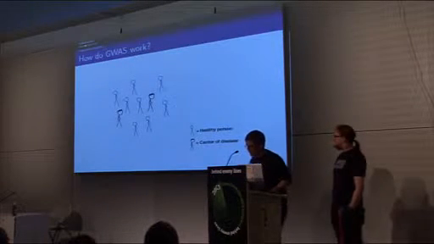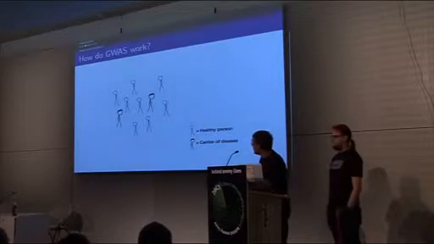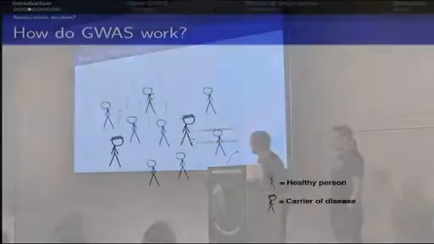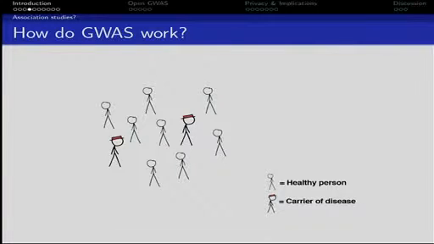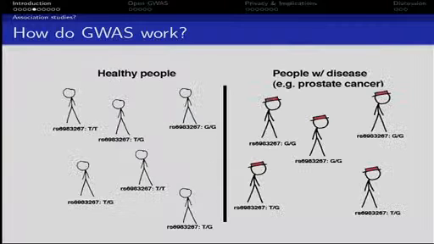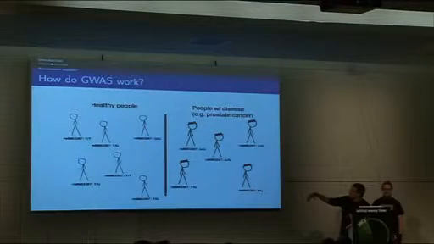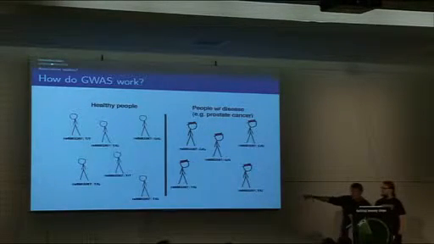And genome-wide association studies work by basically taking a whole population and then grouping it in two groups. Here we have a healthy person and, with a nice head, a carrier of a disease. In this example, let's say it's prostate cancer. So if we split them up, we have the healthy people on the left and the prostate cancer people on the right. And then we check certain SNPs, and the SNPs have unique names, always starting with RS and then some number. And because we are diploids, we have two nucleotides at that position. So to the left, you see TT, TG, GG, and to the right, you see GG, GG, TG.